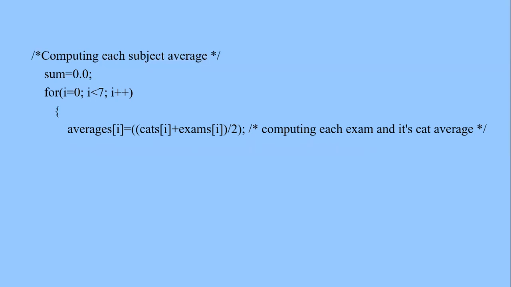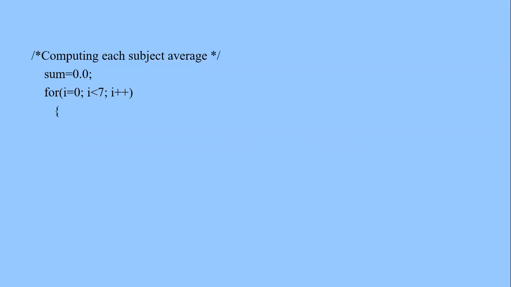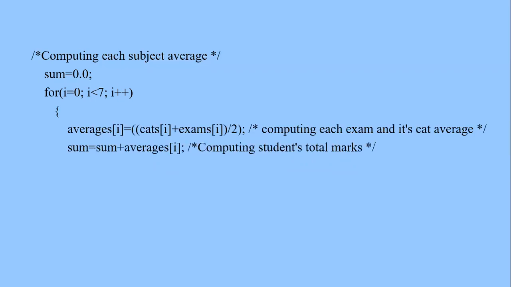So this iteration will repeat until all the cut and exams have been added together. And then once the value of I is no longer less than 7, we exit the loop. And then we compute the average for the student by picking the content of memory location called sum, divide by 7, and store the results in the memory location called mean score.